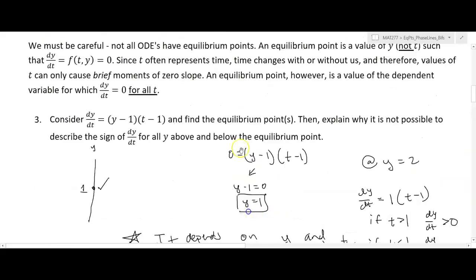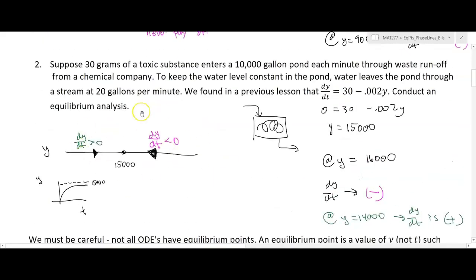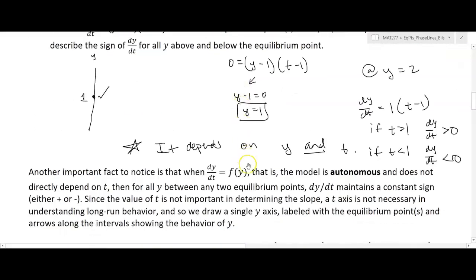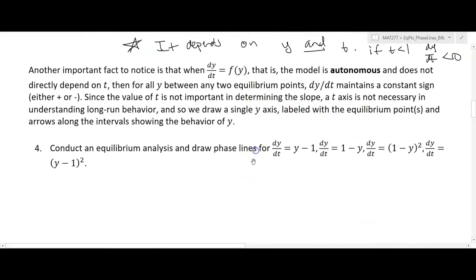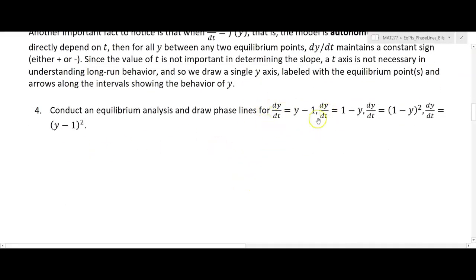So I'm basically now, instead of drawing this horizontally, what we've done here is we've drawn a phase line, and a phase line just tells you where the equilibrium points are and what the sign of dy/dt is by using arrows within the different phases of those intervals. Or you could say phases or intervals. Okay, so here let's go ahead and conduct 4 different analyses.